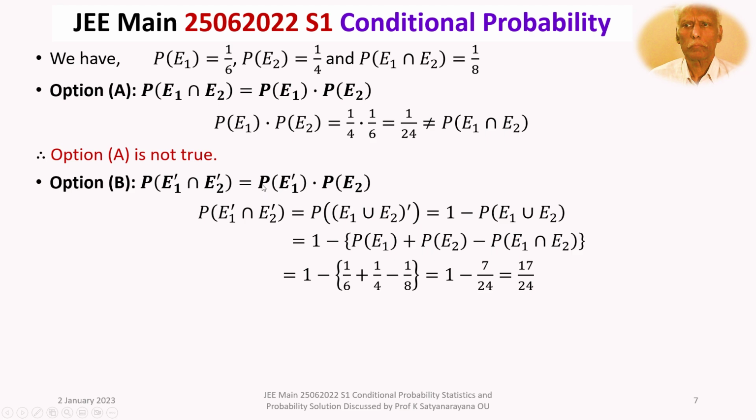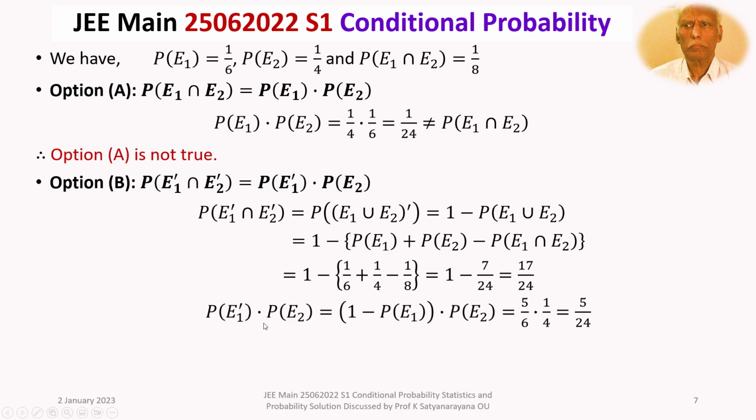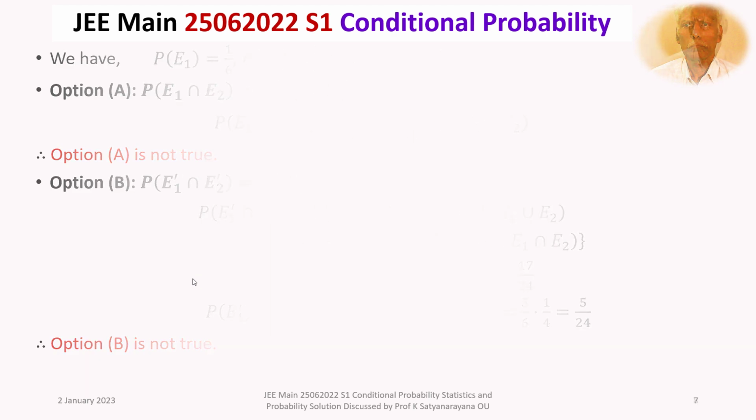Now, what is probability of E1 prime multiplied by probability of E2? Probability of E1 prime is 1 minus probability of E1, multiplied by probability of E2. Probability of E1 is 1 by 6, and 1 minus 1 by 6 is 5 by 6. Probability of E2 is 1 by 4. When multiplied, we get 5 by 24, which is not equal to 17 by 24. Therefore, option B is also not true. We continue in the next slide.